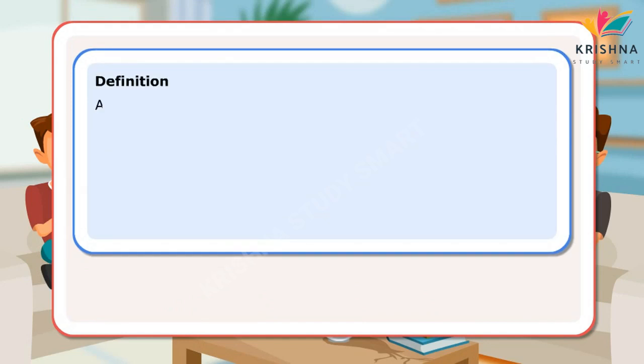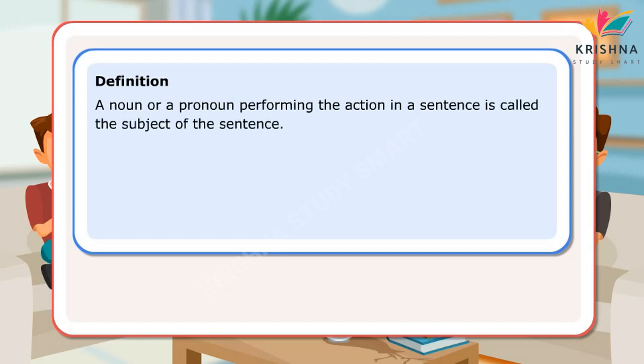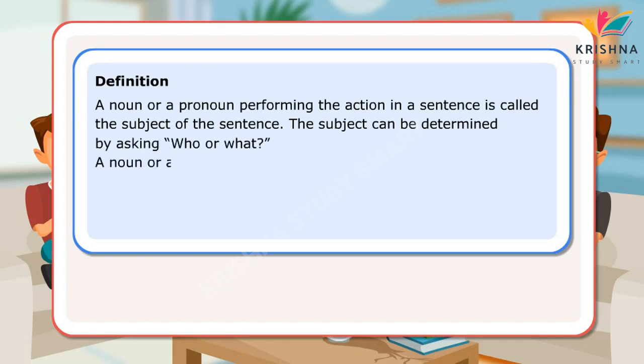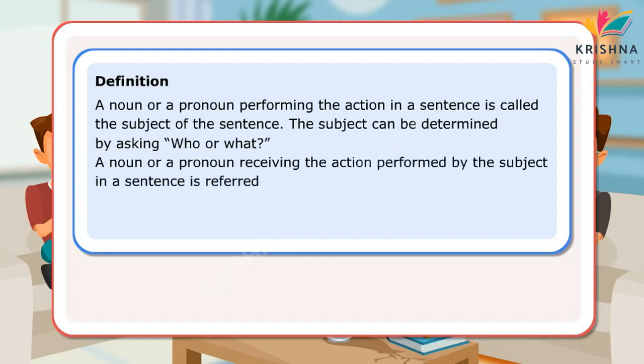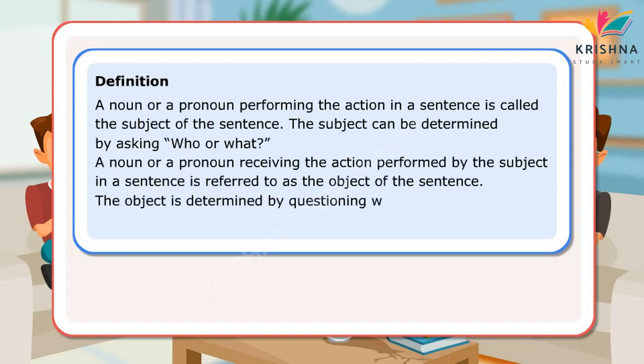Definition. A noun or a pronoun performing the action in a sentence is called the subject of the sentence. The subject can be determined by asking who or what. A noun or a pronoun receiving the action performed by the subject in a sentence is referred to as the object of the sentence. The object is determined by questioning what the subject did, or to whom, and also for whom.